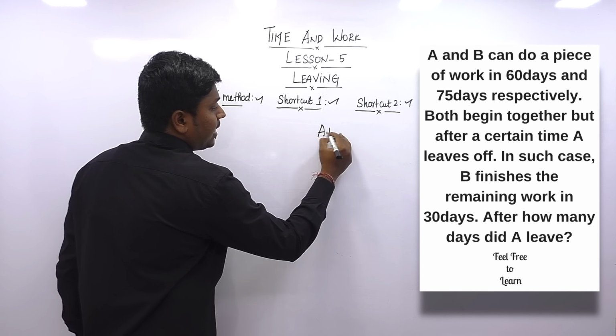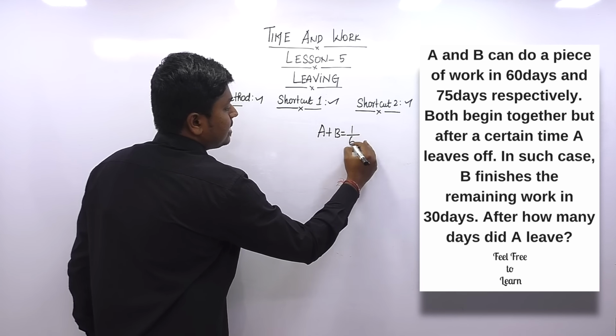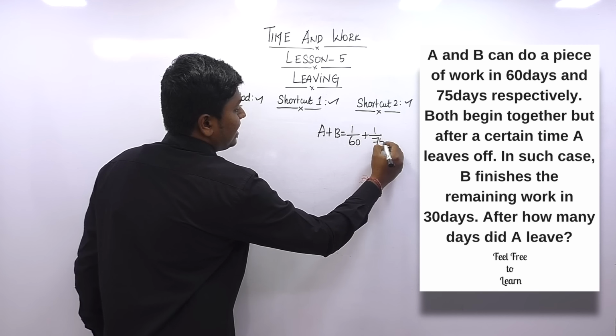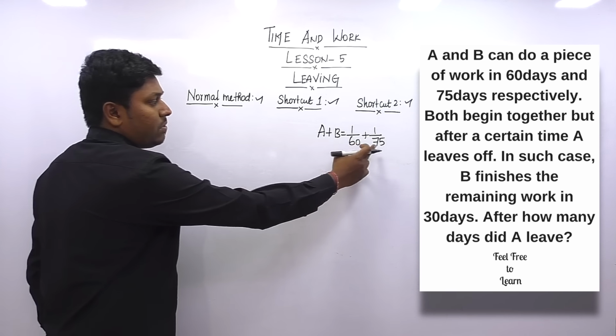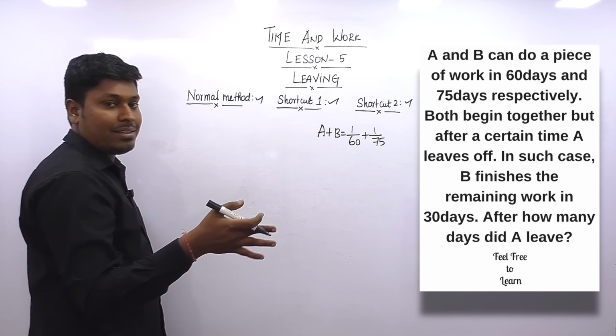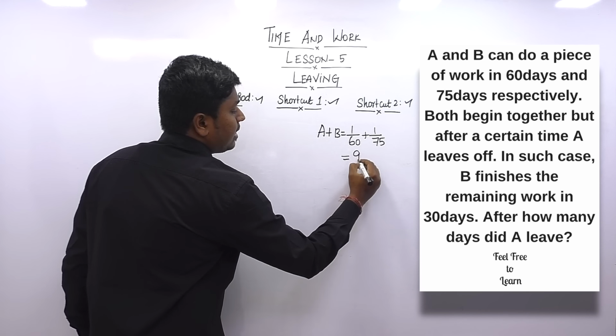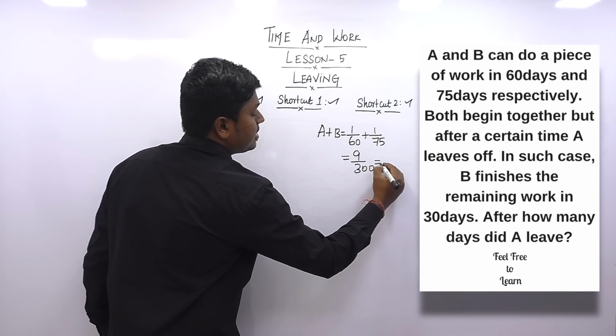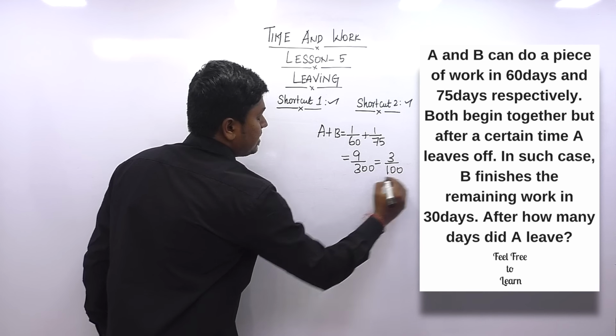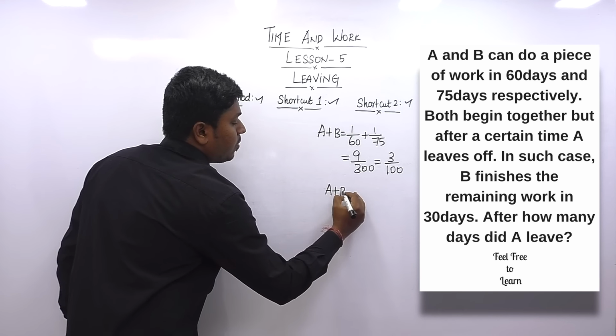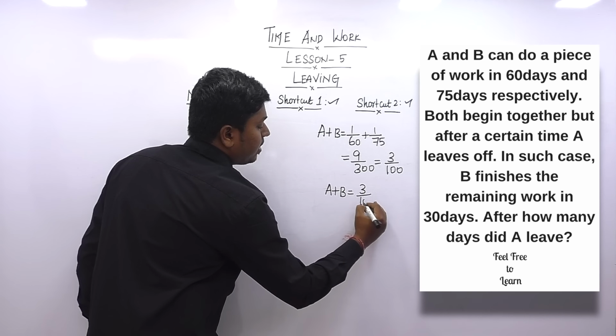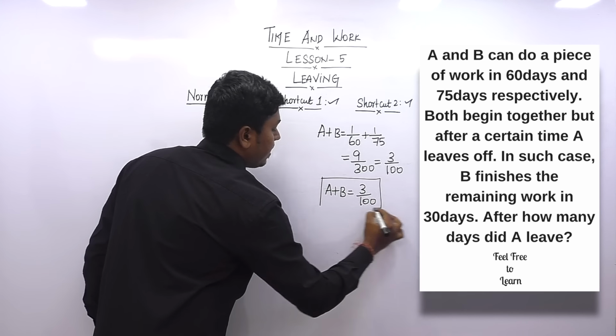If both of them are working, listen carefully. So 1 by 60 plus 1 by 75. LCM will be 300, 5 plus 4, 9 by 300. So if both of them are working, 9 by 300, so when you cancel, this becomes 3 by 100. So if both of them are working together, their one day work will be 3 divided by 100.